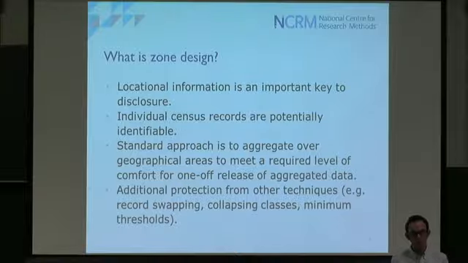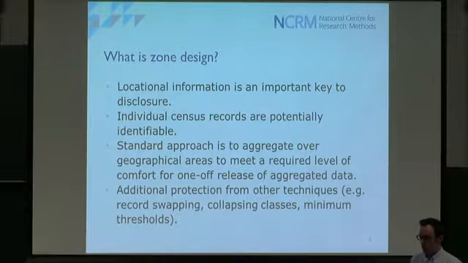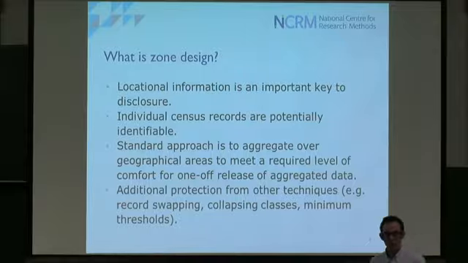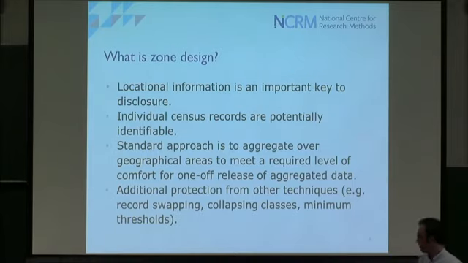And then we've also got other techniques which can be used alongside that. For example, just record swapping or collapsing classes further. So if we think about just grouping up age and so on, and having other inbuilt minimum thresholds in the data processing phase, which we might work through with a data set.